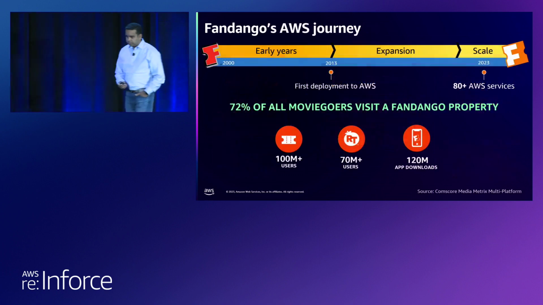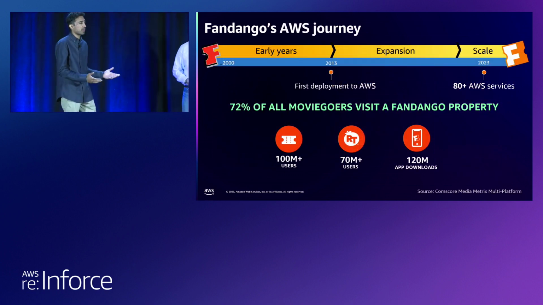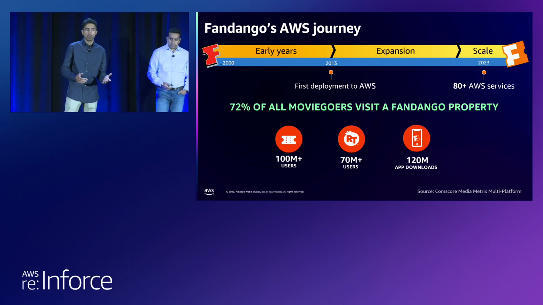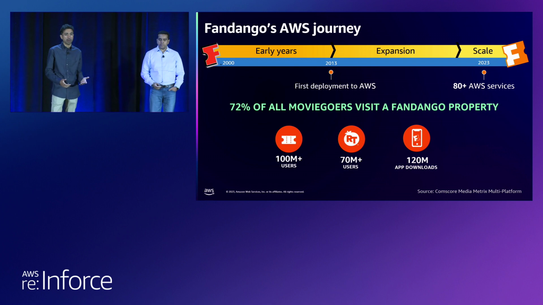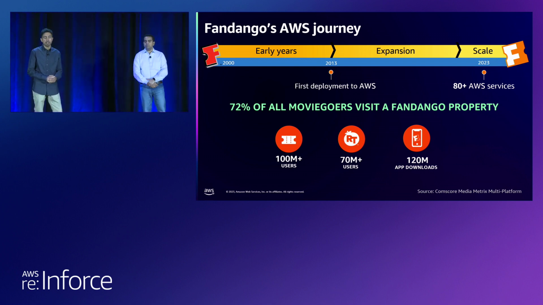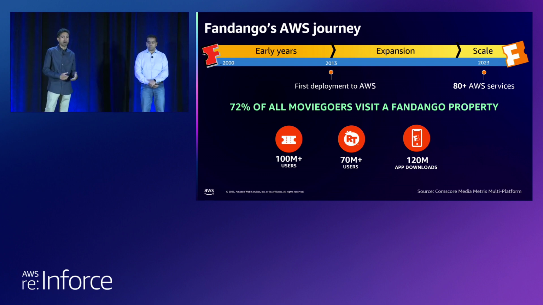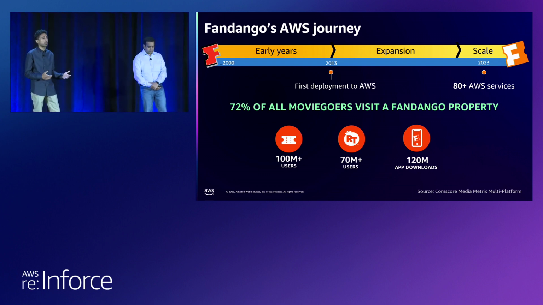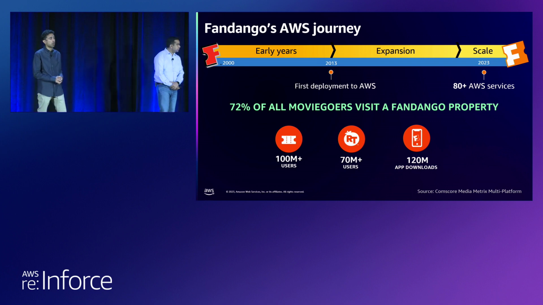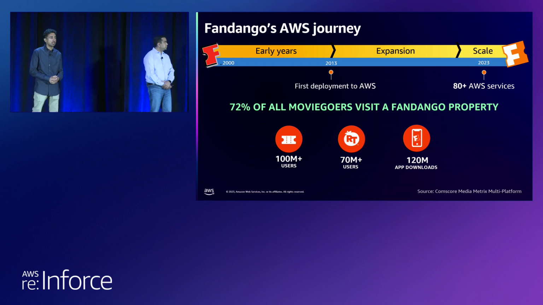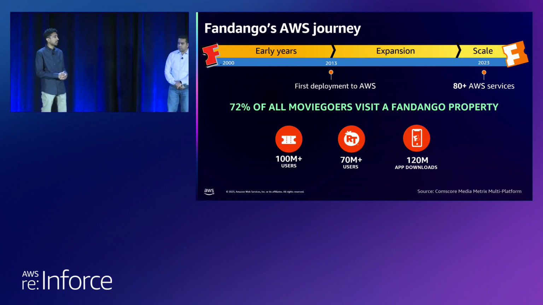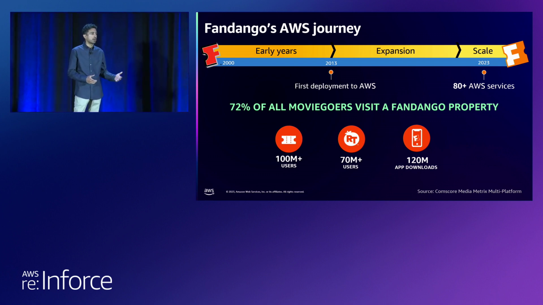Thanks, Deepak. So Fandango has been on AWS for nearly a decade. We deployed our first applications to the cloud back in 2013 using Netflix Asgard and began evaluating Cognito in 2019. Today, we use more than 80 unique AWS services in production. Our ticketing and home entertainment applications receive more than 100 million unique visitors every month, and our mobile applications have been downloaded more than 120 million times across iOS and Android. Next, let's take a look at some of our key business drivers for Cognito.